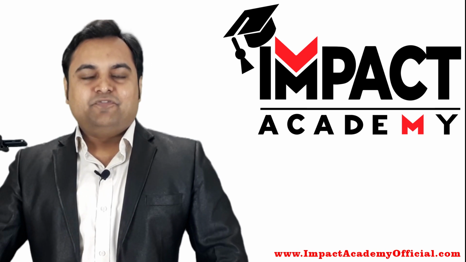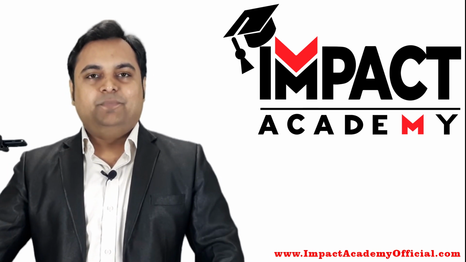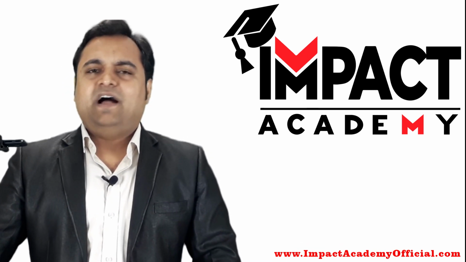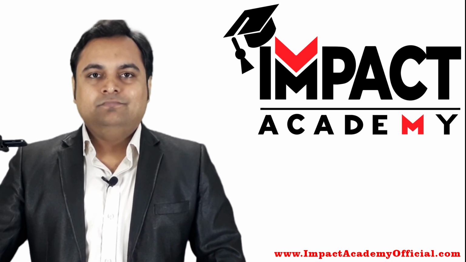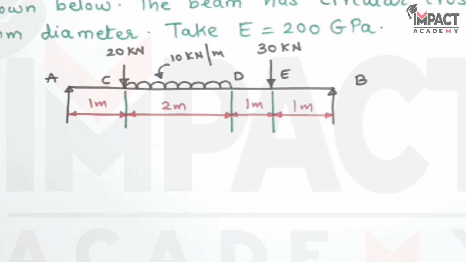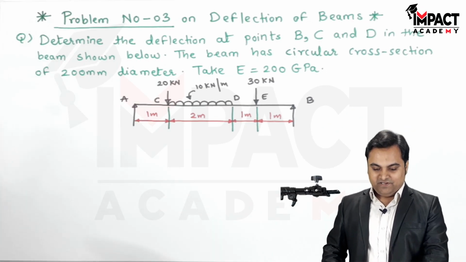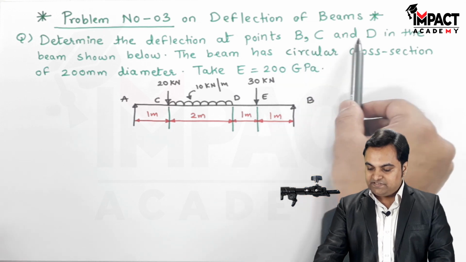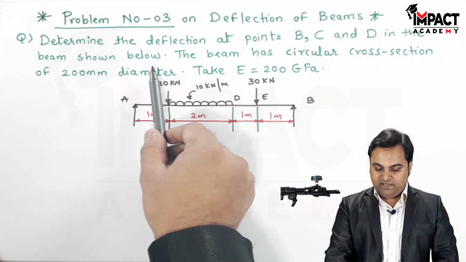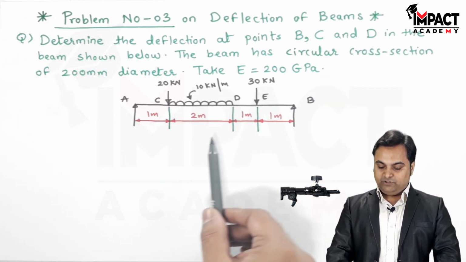Hi friends, here in this video we are going to see problem number 3 on deflection of beams that I am going to solve by using the Macaulay's method. So let's get started. I'll read the question. Here it is given: determine the deflection at points B, C and D in the beam shown below. The diagram is given to us.